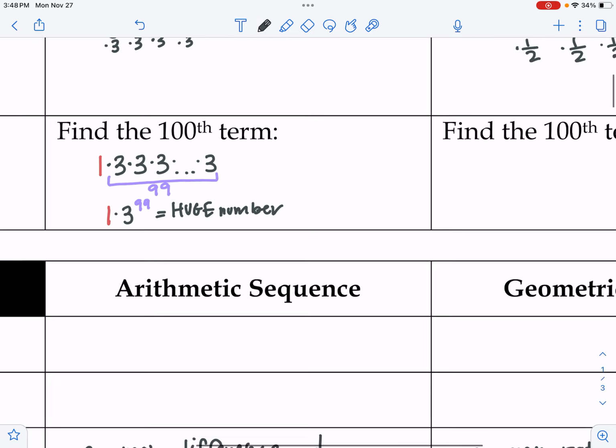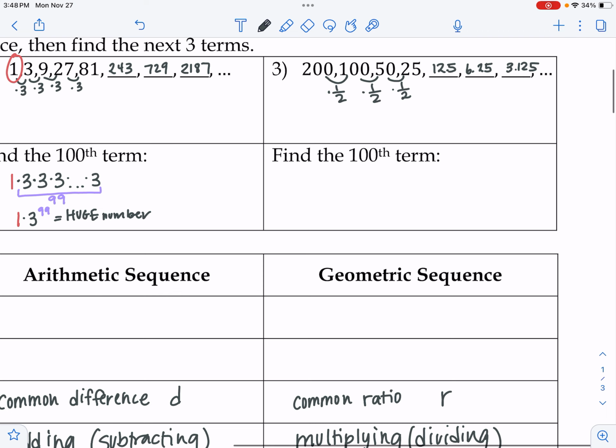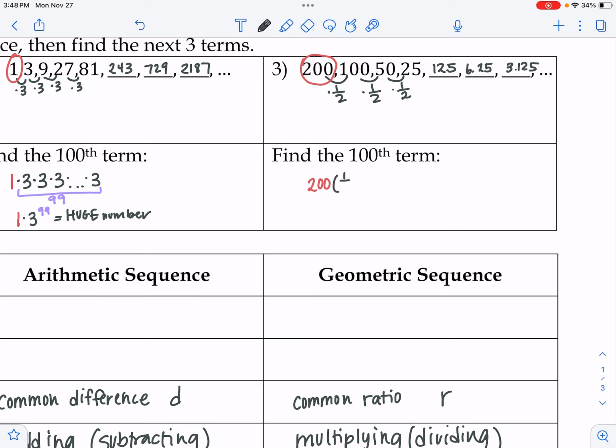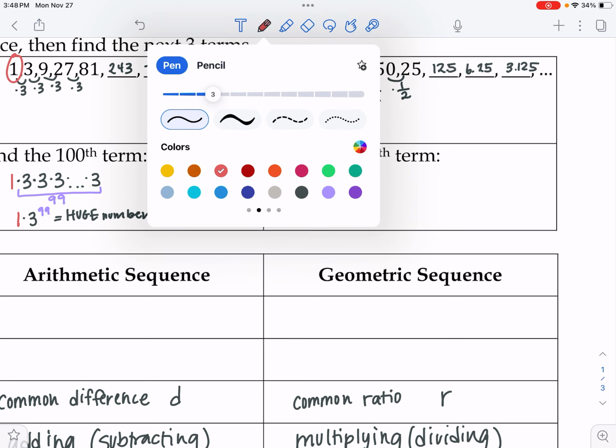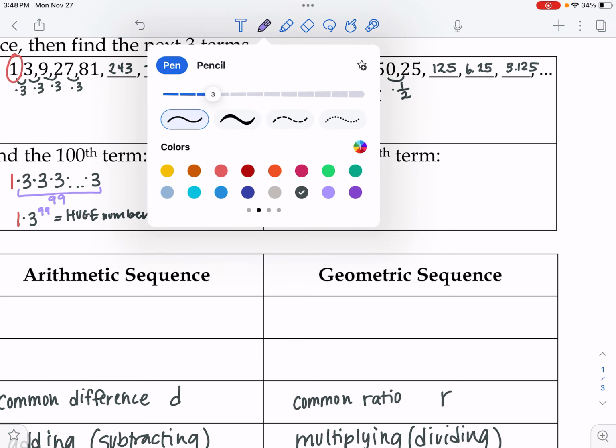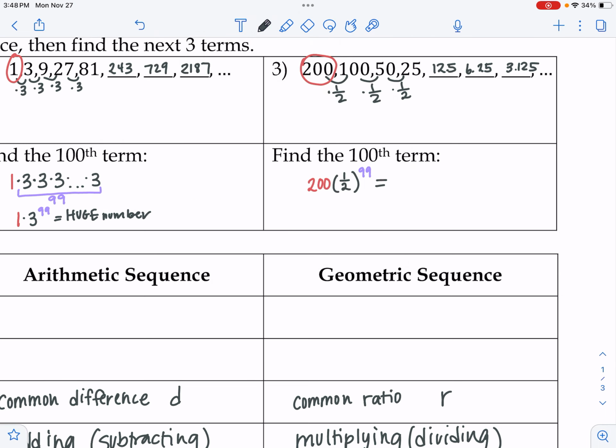Okay, and then same thing for the next one. We start with our first term, which is 200, and we would multiply that by 1/2. I'm going to use parentheses for fraction. 99 times. And that would give us our 100th term.